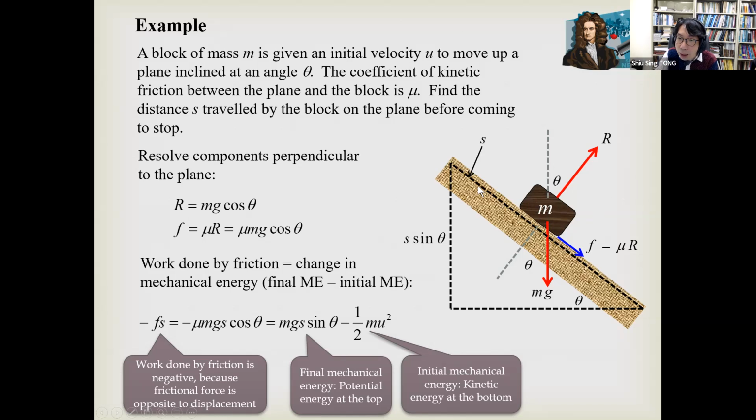Okay, now suppose I have an inclined plane, inclined at an angle theta to the horizontal, and I have a block of mass m. It is initially at the base of the inclined plane, and it's projected with a velocity u upwards along the plane. Okay, so the initial velocity of the block is u, and this velocity is along the inclined plane. But there is a frictional force. The coefficient of kinetic friction between the block and the plane is mu.